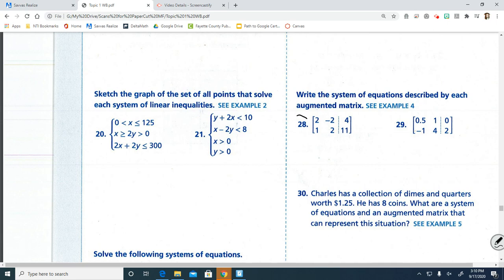Let's make an equation based on this. Again, there's no letters assigned, so I'm going to assign it x and y. First row is my first equation, so 2x minus 2y equals 4. Second row is the second equation, x plus 2y equals 11.